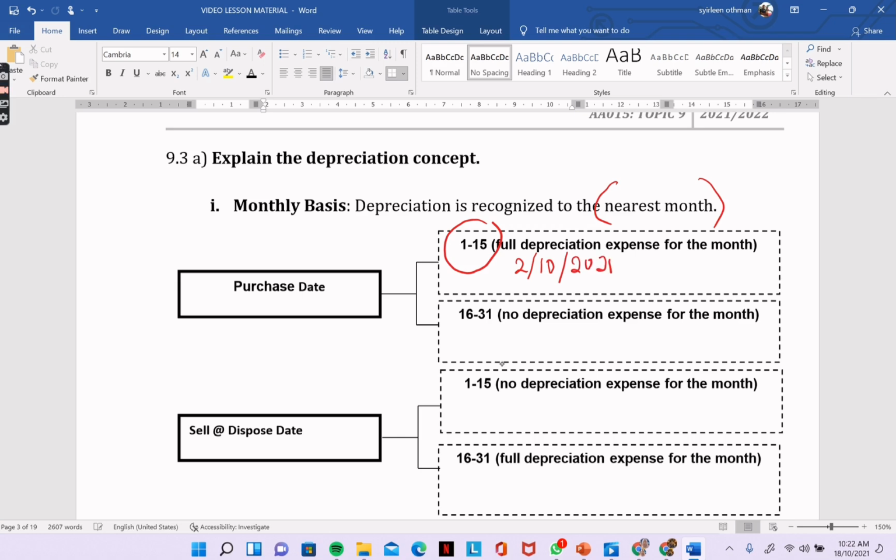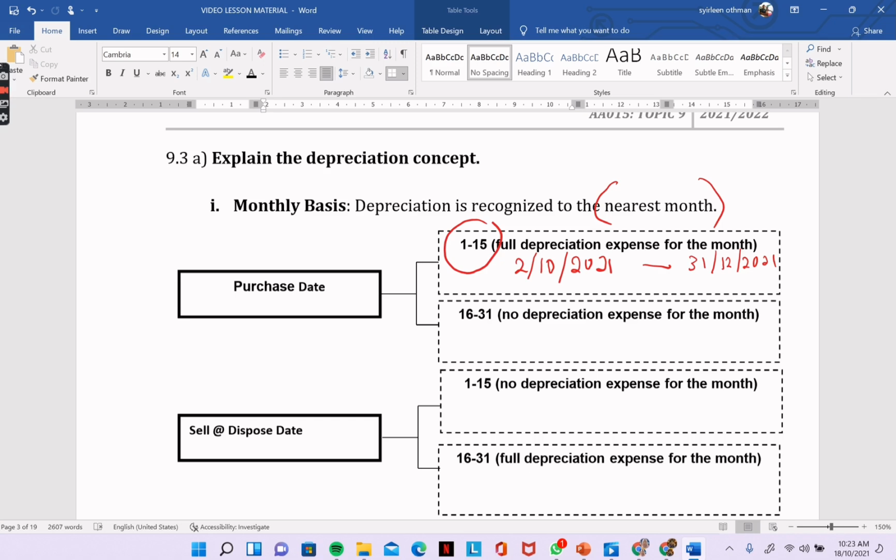Alright, so your closing date will be 31st of December 2021. So when we are closing the account on the 31st of December 2021, okay, that means you will do the adjusting entries for the depreciation. So ada berapa bulan depreciation for this asset. So let's say your asset dikira berdasarkan straight line method.